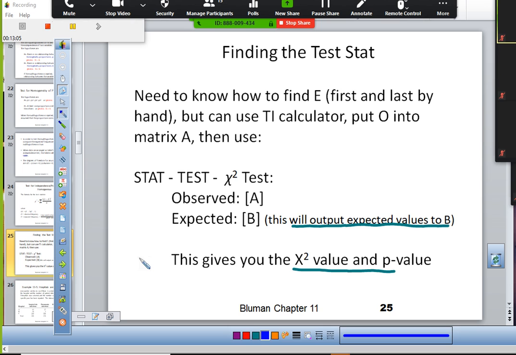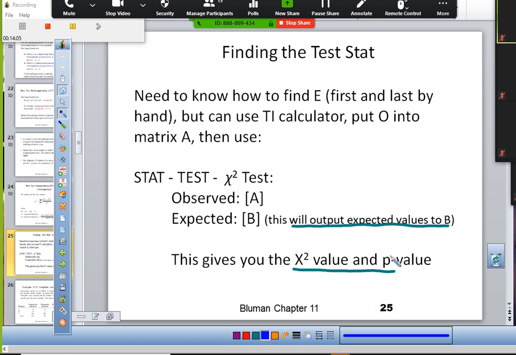The rest of everything you can do using the TI calculator. It's going to be super, super straightforward. You're going to put your observed into matrix A, and then you're going to do STAT, TESTS, chi-squared test. And then it's going to bring up this screen, and you're going to put in A for your observed, which will probably already be there, and B for your expected. You have input your observed into A. B can be whatever, because the chi-squared test is going to overwrite whatever is in B and store the expected values into that matrix. You don't have to do anything to B. The program itself writes into B. It will also give you your chi-squared value and your p-value.